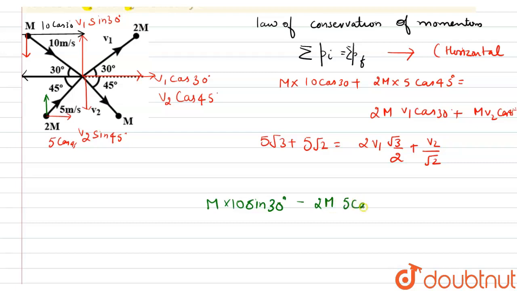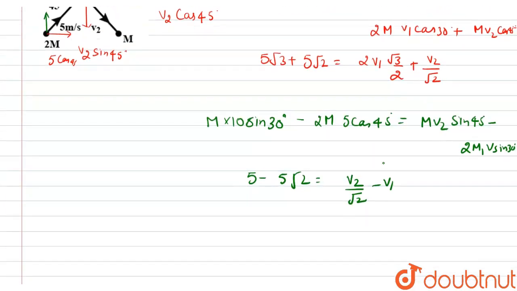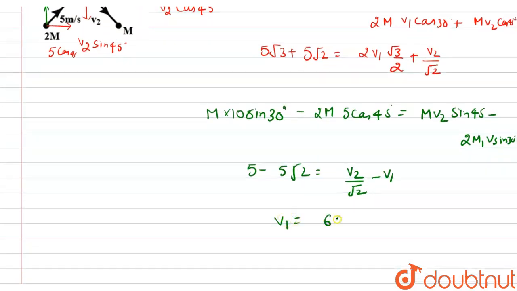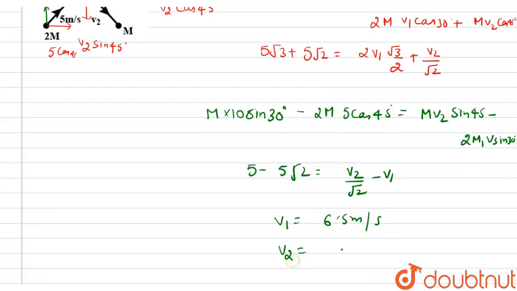2m 5 cos 45 degree equals m v2 sin 45 degree minus 2m v1 sin 30 degree. We just resolve these components, multiply, and solve this equation. So after solving, we get 5 minus 5 root 2, and this component will become v2 divided by root 2 minus v1. Now on solving this equation for v1 and v2, we get the value of v1 is 6.5 meter per second and the value of v2 is 6.3 meter per second. So it is our answer.